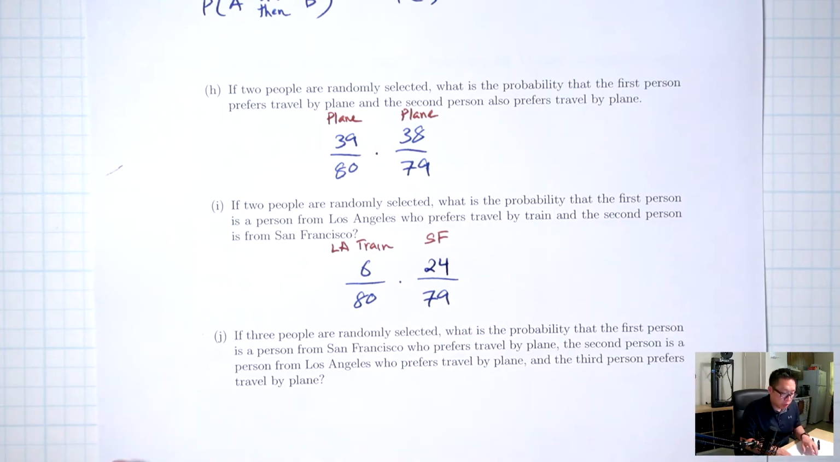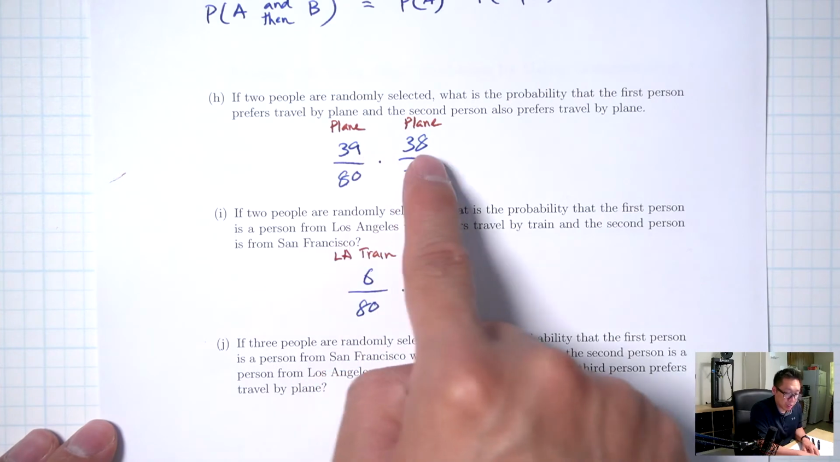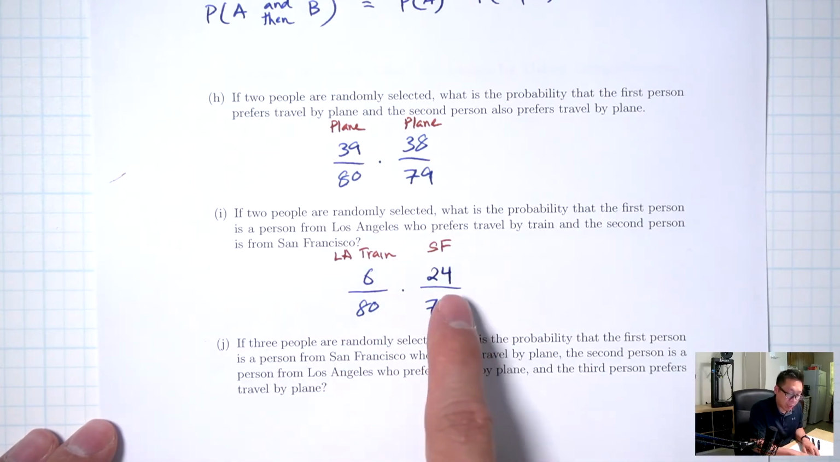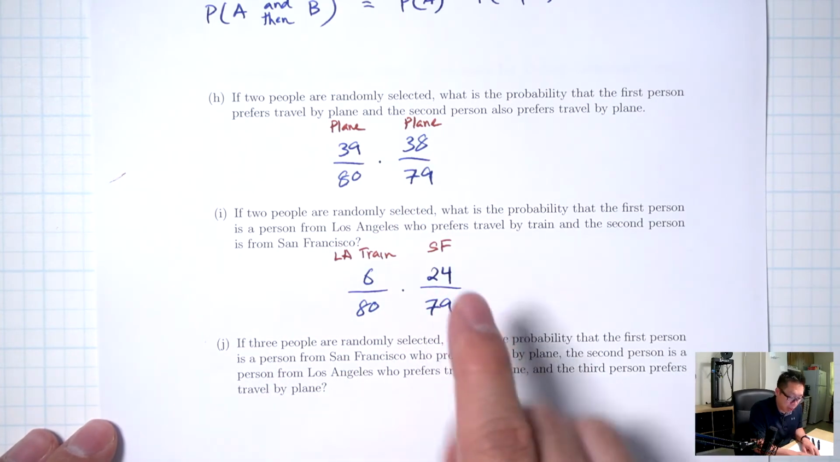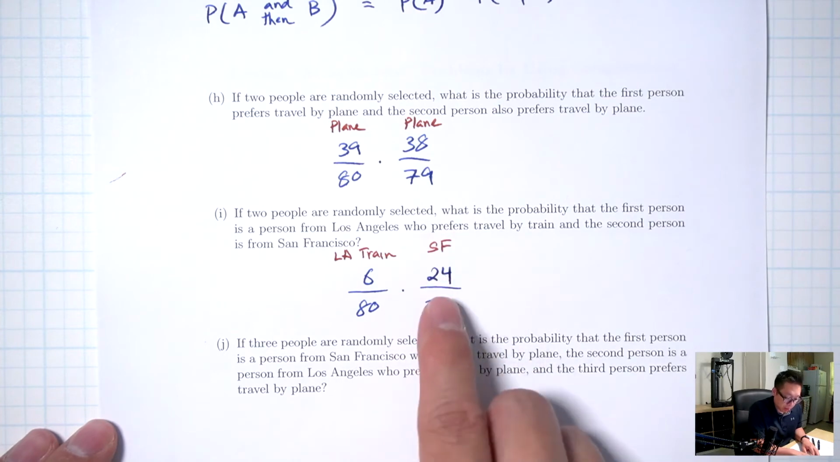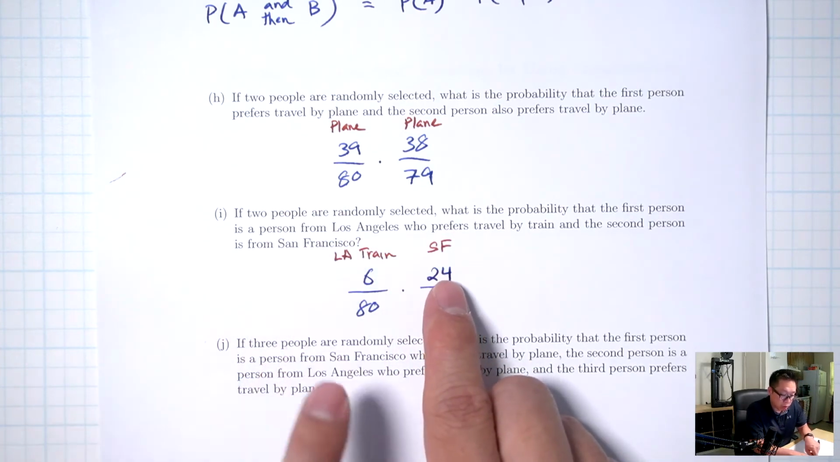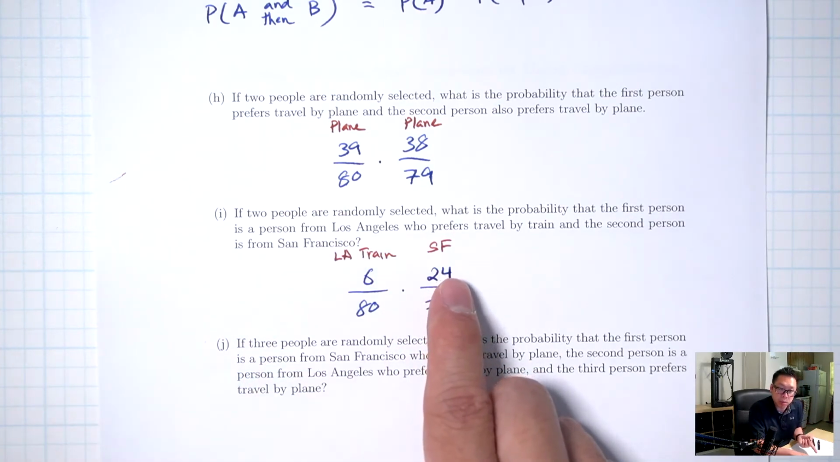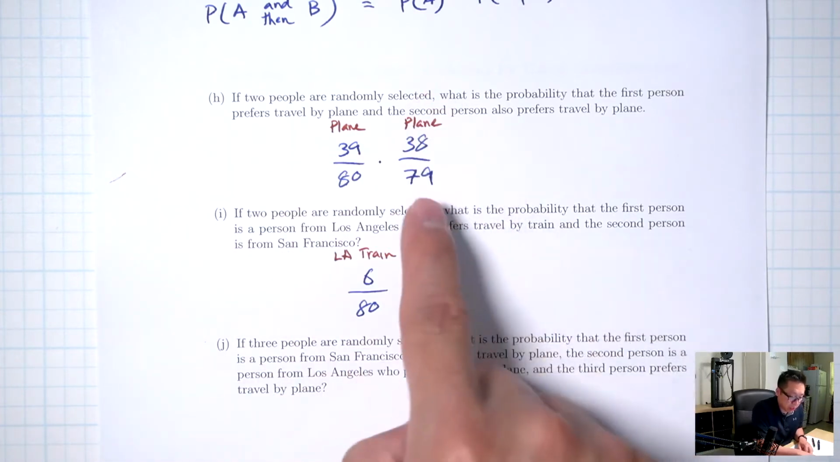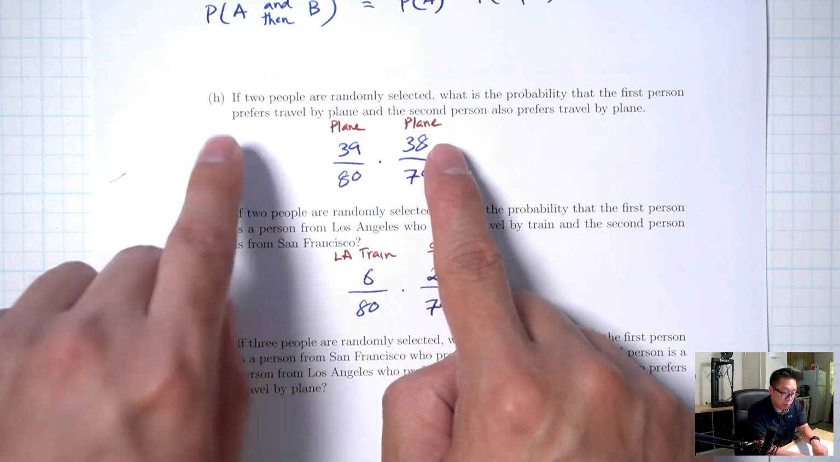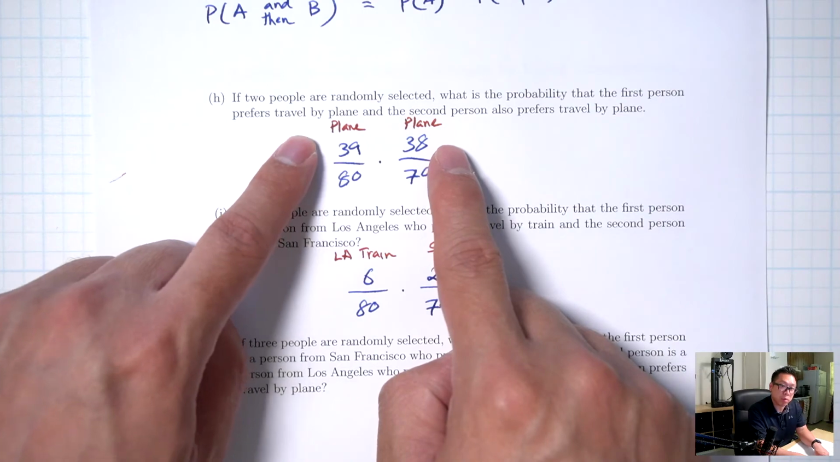Okay, make sure you understand why in part H I had to reduce, and in part I did not have to reduce. In part I, the second slot was San Francisco, and if we look at the first slot, we didn't use any San Francisco people. In part H, the second slot is plane. If we look back, we did use plane already, so I had to reduce by 1.